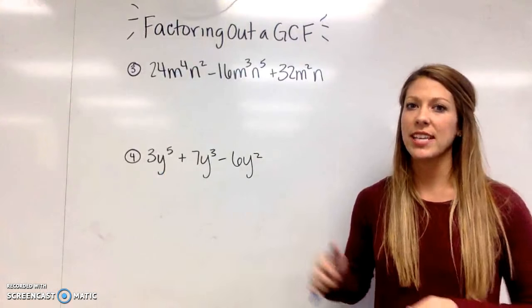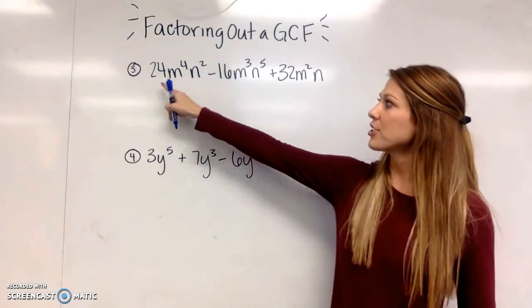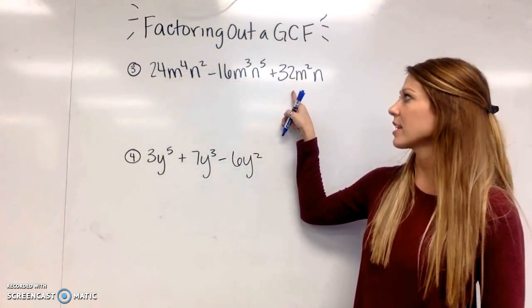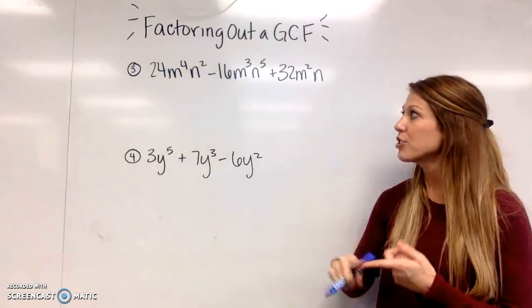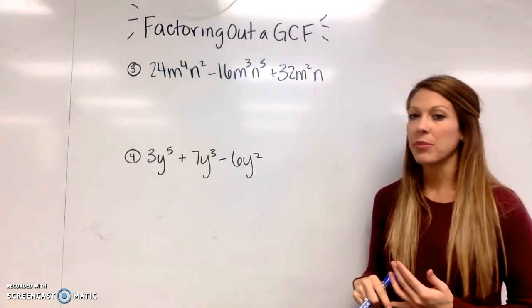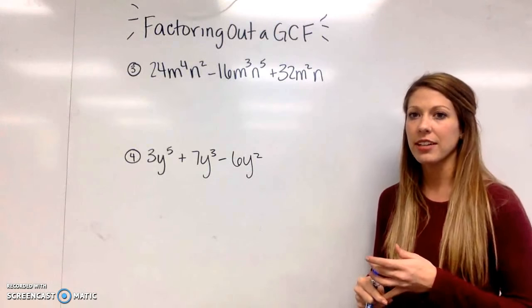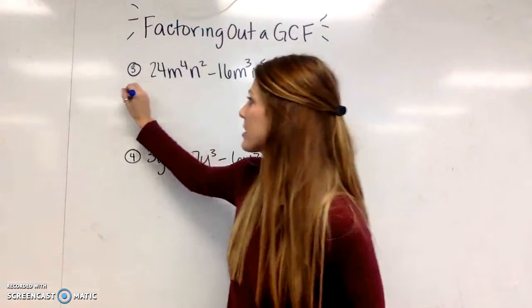Let's try a couple more examples. In the next one, we have another trinomial. Our coefficients are 24, 16, and 32. So when I'm thinking about common factors, I look at the smallest of the 3 numbers first. So 16, we've got 2, 4, 8, 16. So the biggest one of those numbers that also goes into 24 and 32 is 8. So that means our greatest common factor is 8.